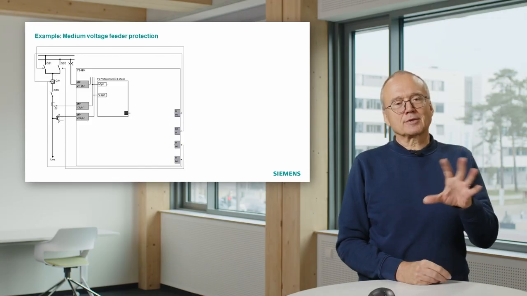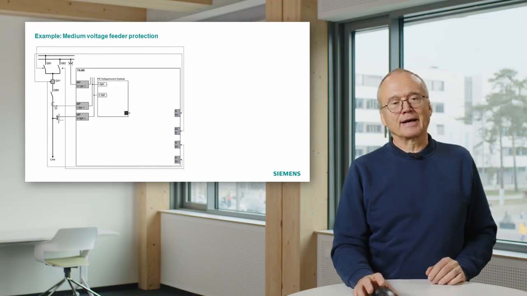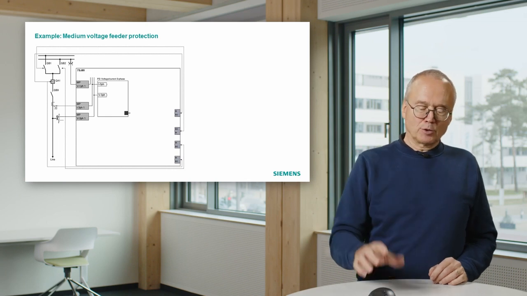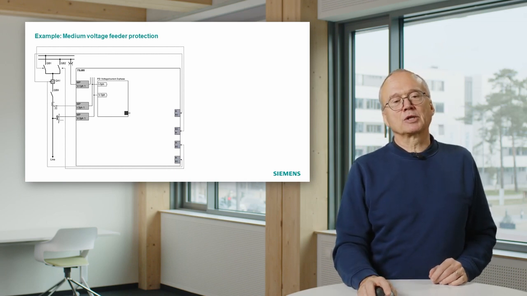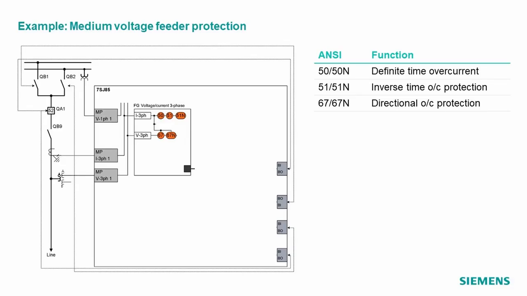So, and all these things are connected to the device. Now remember, the first step is we must think about what is the main protection function. And in this case, we have a medium voltage feeder protection. So typically you apply overcurrent protection there. You see here the 3 functions we are going to use in this case, the 50 and the 51.